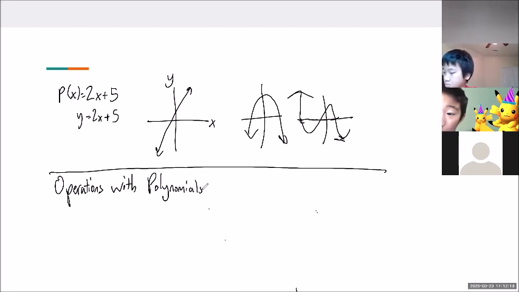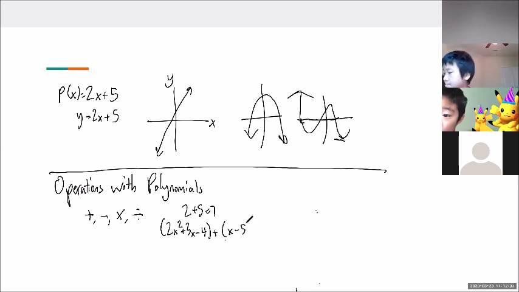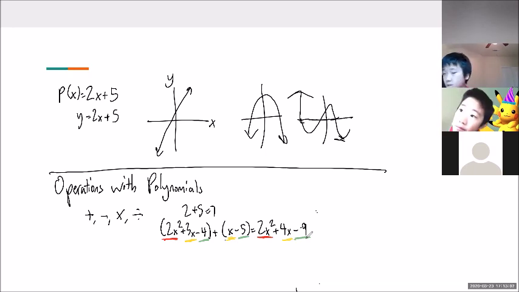If you have two numbers, there are four basic operations: addition, subtraction, multiplication, and division. The same thing applies to polynomials. Just like you add 2 plus 5 equals 7, you can add two polynomials like 2x squared plus 3x minus 4 plus x minus 5, which is equal to 2x squared plus 4x minus 9. Let me make this clearer. You group each term together. Over here, if you see 2x squared, there's no other x squared, so this is just 2x squared. Then 3x and x sum up to 4x. And minus 4 and minus 5 sum up to minus 9. In general, this is how you add polynomials: you take each separate term and add them up.